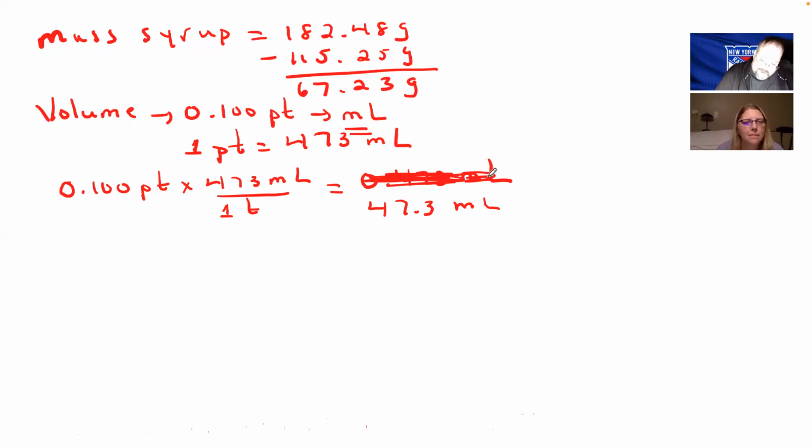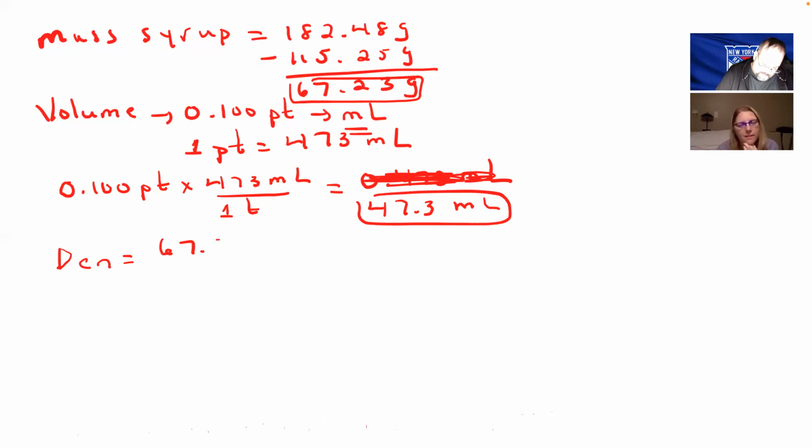Because that would give a really high density of a liquid, and that can't be the case. All right. So now we've got the mass. Now we've got the volume. So we can figure out the density. All we've got to do is divide: 67.23 grams divided by 47.3 milliliters. And that one I'm definitely going to put into the calculator.